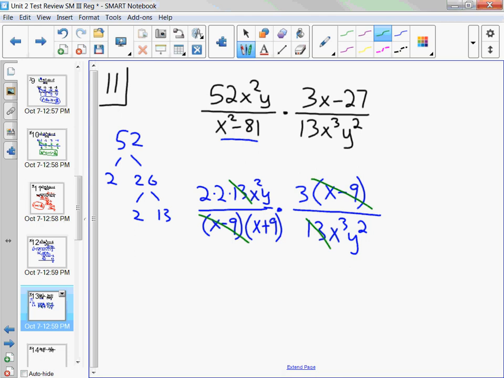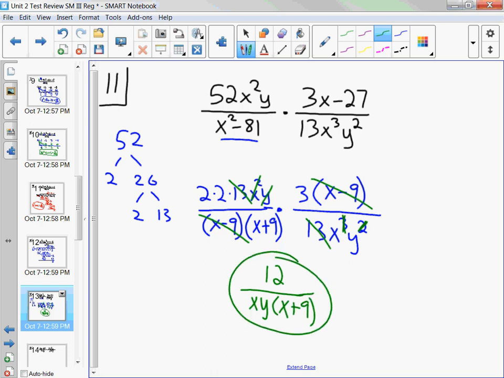X squared means x times x. There's two of them. And x cubed means x times x times x. So those two x's cancel out, and I'm just going to be left with x. And the y on the top is going to cancel with one of the y's on the bottom. That leaves me with 2 times 2 times 3 on the top, which is 12. In the denominator, I have an x and a y times an x plus 9. And that is my answer.